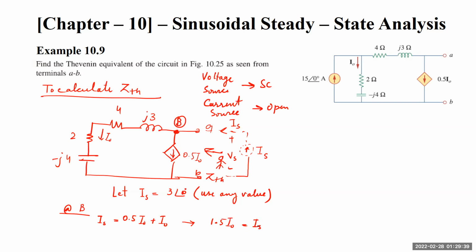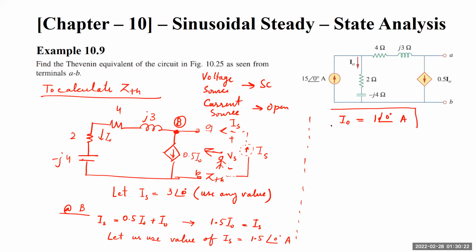So if Is will be 1, your I naught value will be 2, so that is why they use 3, so that it gives you I naught equal to 2. Instead of using the book's value, let us use Is equal to 1.5 angle 0 amperes. This makes it a little different from the textbook, so that you can see that any value can be changed. So if this is the value taken, the I naught value is 1 angle 0 amperes.